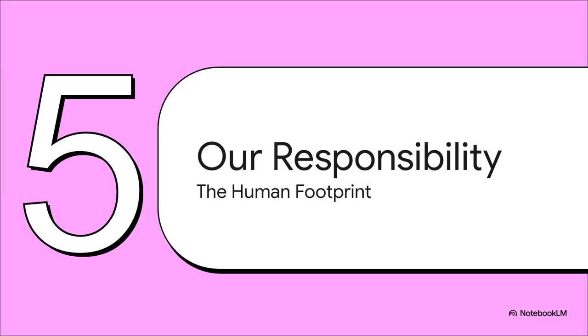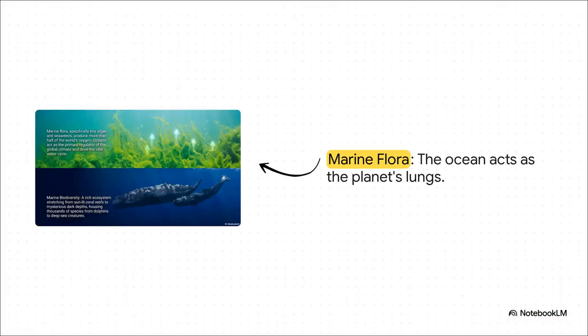Section 5, our collective responsibility, the human footprint. Before we wrap up, we really need to remember exactly why saving the ocean matters so much. This isn't just about water. The ocean literally acts as the planet's lungs. Marine flora, specifically tiny algae and seaweeds, actually produce more than half of the world's oxygen. Think about that. The oceans are the primary regulator of our global climate, and they drive the vital water cycle we all rely on every single day.